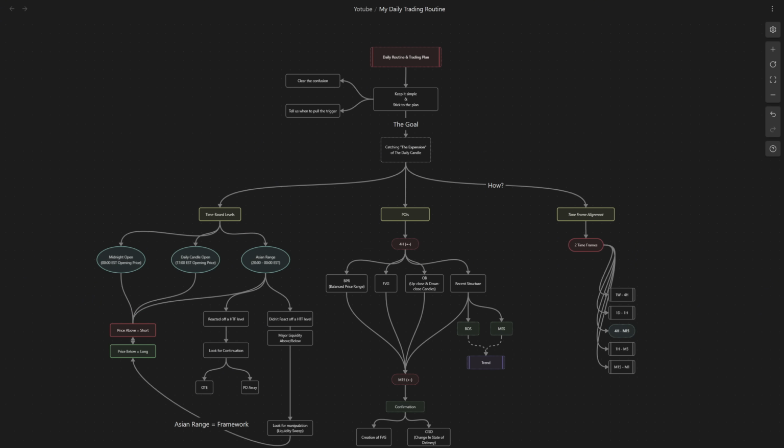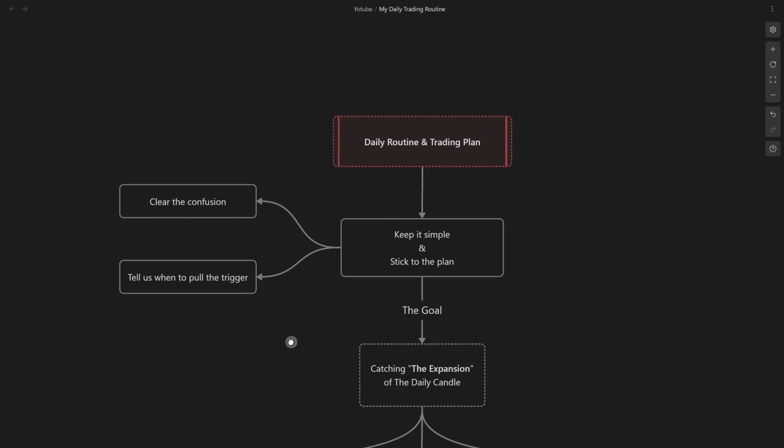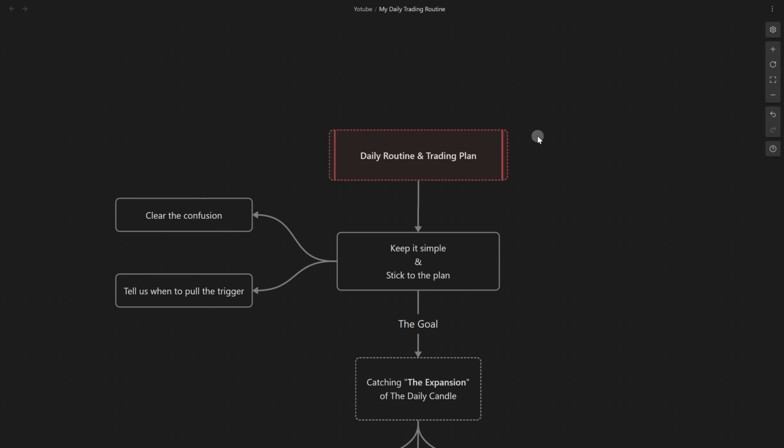So we're going to be starting with the whole daily routine and the trading plan. As you can see, this is everything I look at every day when I start my trading session. The first thing we do here is keep it simple and stick to the plan. Why? Because when you have no trading plan, you come to the chart and literally see nothing. All you see is confusion, everything together, and there's nothing specific that you can focus on and execute based on. That's why we need a trading plan. It clears the confusion. That's the first thing.